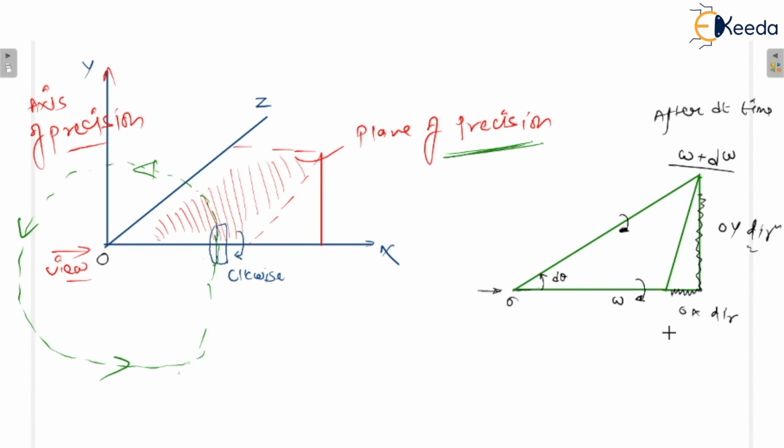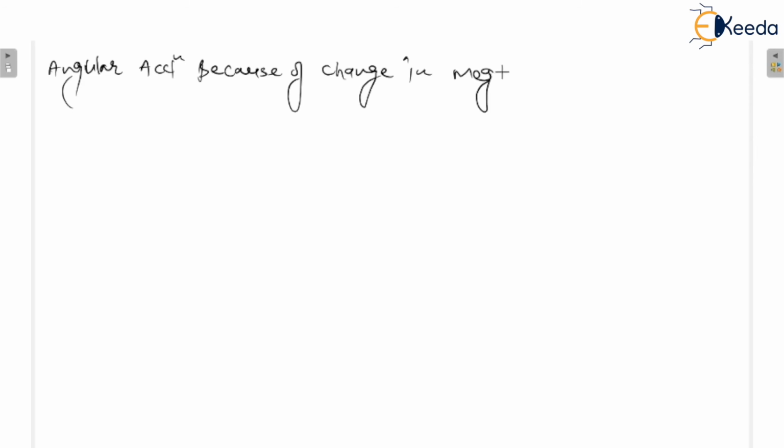Okay. So we have angular acceleration because of the changing magnitude of omega, and angular acceleration because of the changing direction of omega. Changing magnitude of omega we will see first. So I'm going to write the angular acceleration because of the change in magnitude of omega. Generally, a numerical question is going to be asked in the examinations.